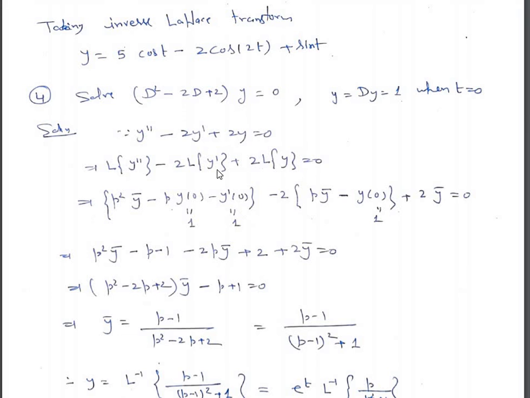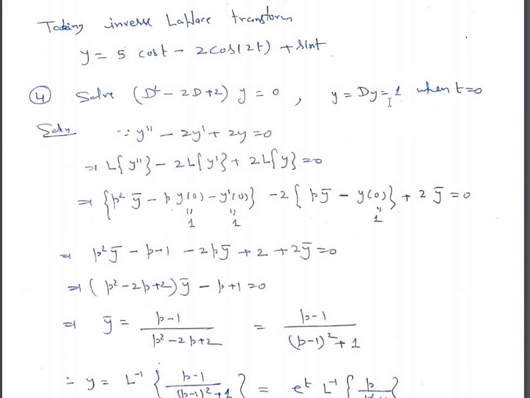Take Laplace transform on both sides. L of y double dash minus 2 into L of y dash plus 2 into L of y is equal to 0. L of y double dash, as done in earlier problems, is p square y bar minus p into y0 minus y dash at 0 minus 2 times L of y dash is p into y bar minus y at 0 plus 2y bar is equal to 0.